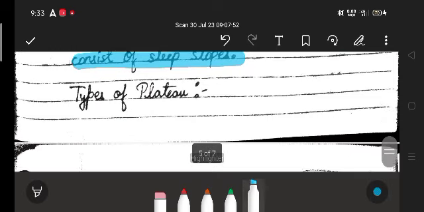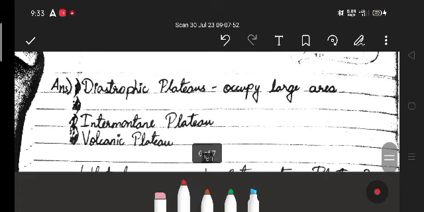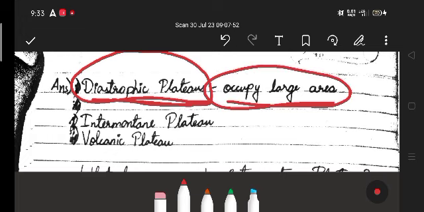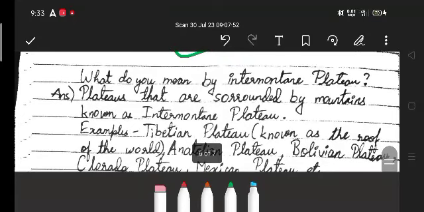Now, the types of plateau. Diastrophic plateau is not in your course. Just remember they occupy large areas. In your course there are the intermontane plateau and the volcanic plateau. Now we are going to study about them in detail.